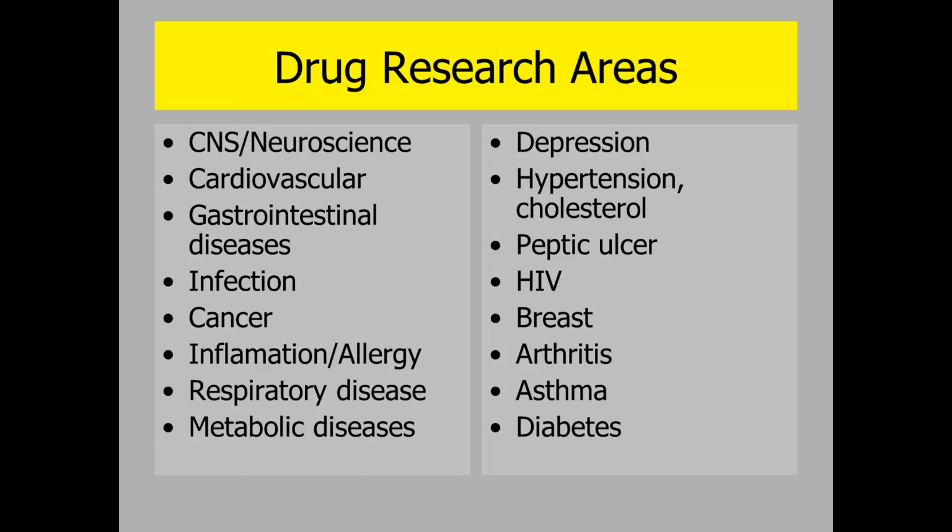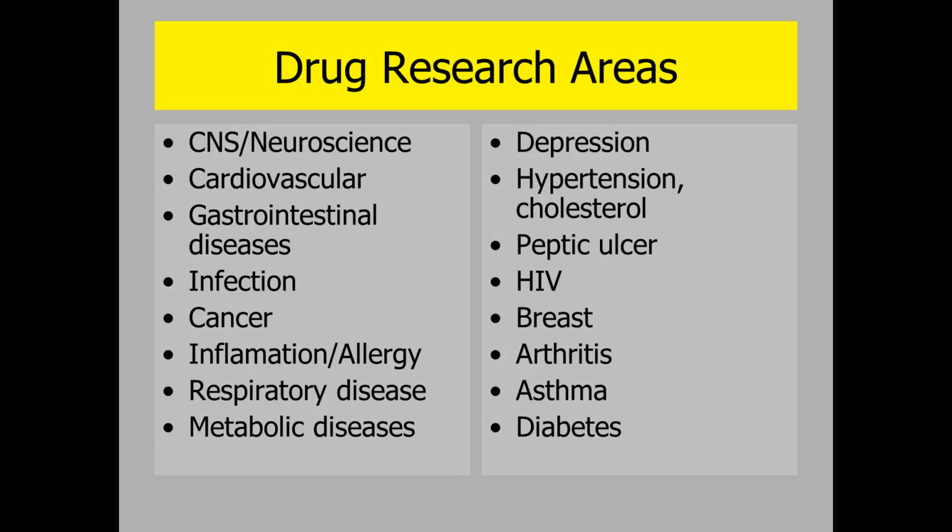So some of the drug research areas could be broadly based, and then within that broad drug research area, you might target a particular disease state. For example, in the central nervous system or neuroscience, you might target depression. In the cardiovascular area, you might target hypertension or cholesterol drugs. In gastrointestinal diseases, you might target peptic ulcer or heartburn. In infection, you might target HIV or a specific other disease like MRSA.